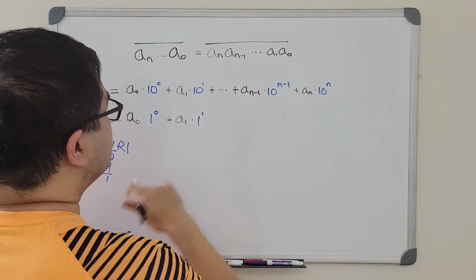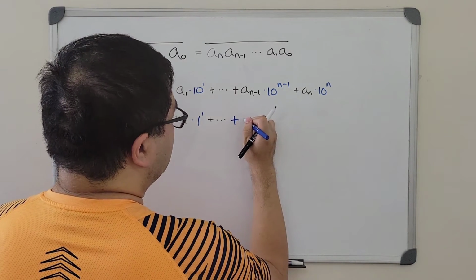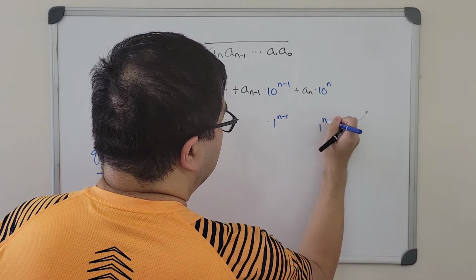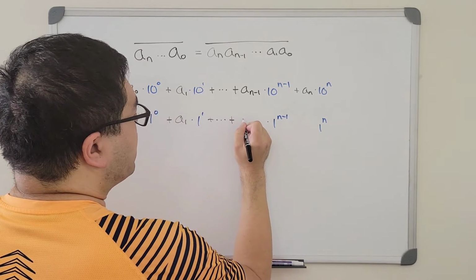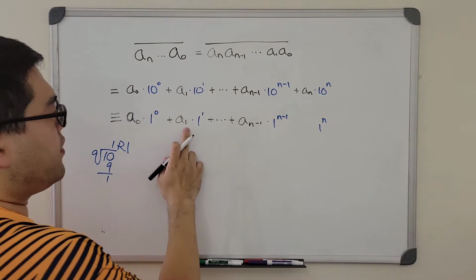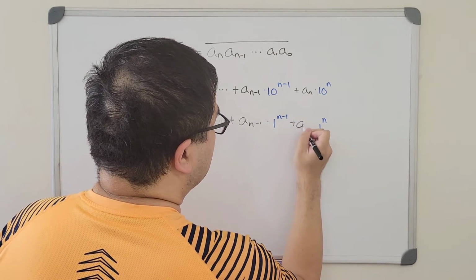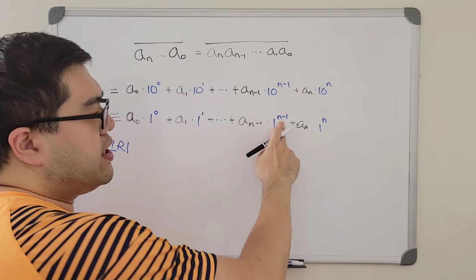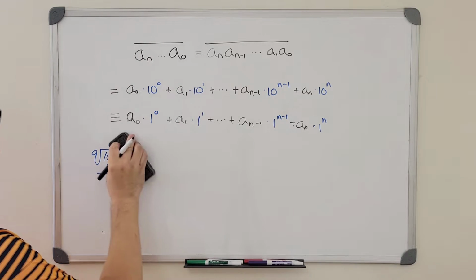Meaning, instead of having a0 times 10 to the 0th power plus a1 times 10 to the 1st power, and so on and so forth up to an times 10 to the nth power, we can now rewrite the expression into a0 times 1 to the 0th power plus a1 times 1 to the 1st power plus etc. until we hit a(n-1) times 1 to the (n-1)th power plus an times 1 to the nth power. Good.